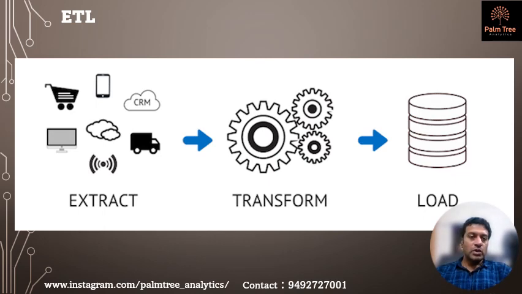Then comes the load activity. In this last step, the transformed data is moved from the staging area into a target data warehouse or any target system. Typically, this involves an initial loading of all data followed by periodic loading of incremental data changes and, less often, full refreshes to erase and replace data in the warehouse.